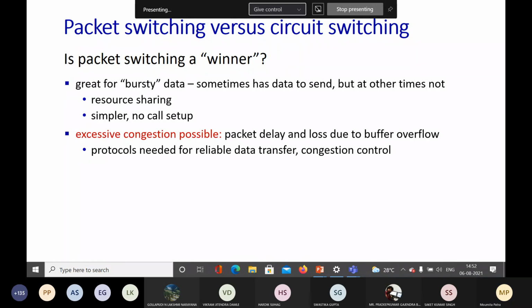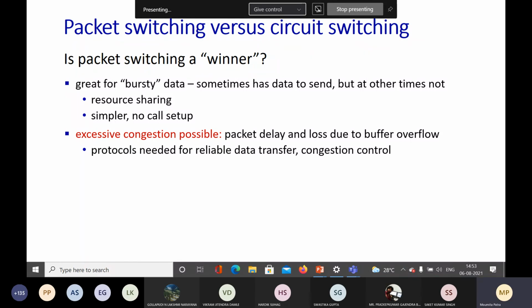Now, what can happen in such bursty data cases? There will be excessive congestion. That means too much data is coming to a particular node or host, you can call it. In that case, the entire queue will be congested with all the packets that are coming in. What will be the result of that? There will be packet delay, and of course there will be packet loss due to the overflow of the buffer.